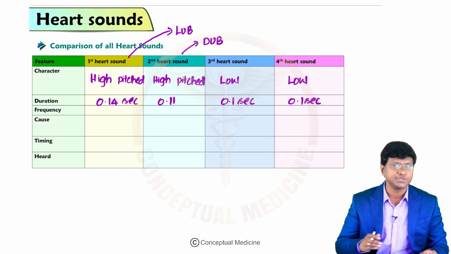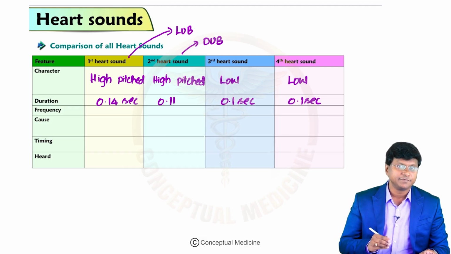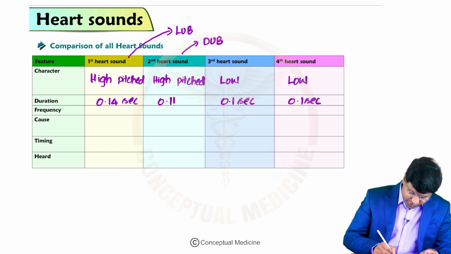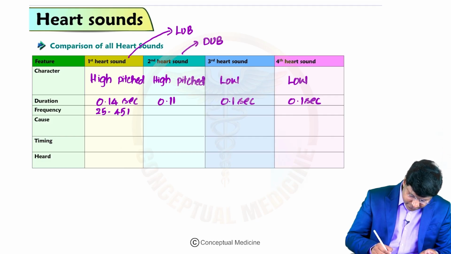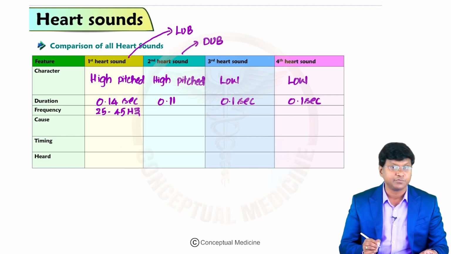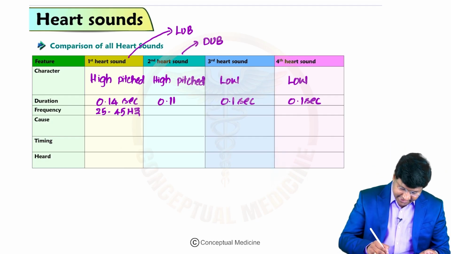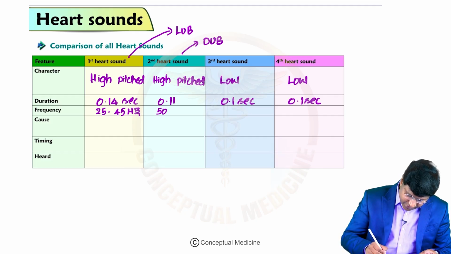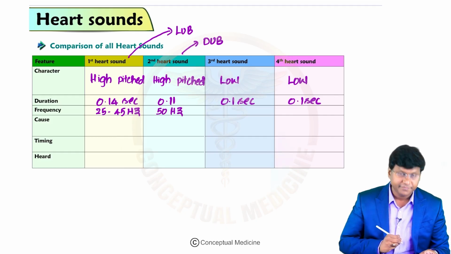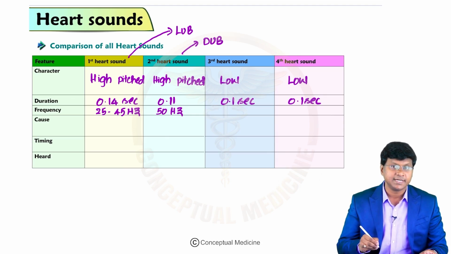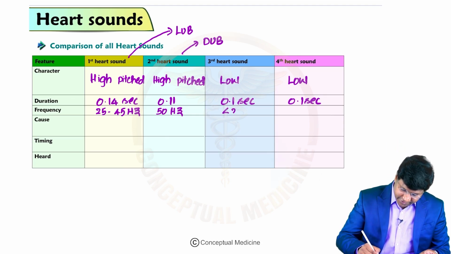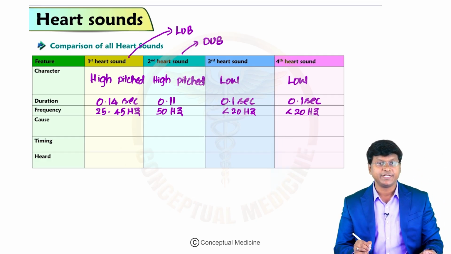And if you take the frequency of these particular heart sounds, the first heart sound frequency is 25 to 45 hertz. And the second heart sound frequency is around 50 hertz. And the third heart sound as well as the fourth heart sound, the frequency is less than 20 hertz.